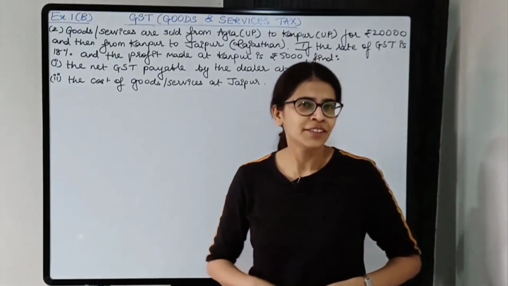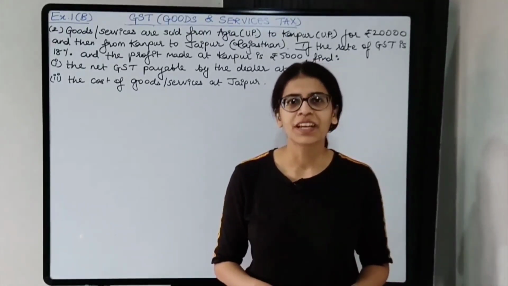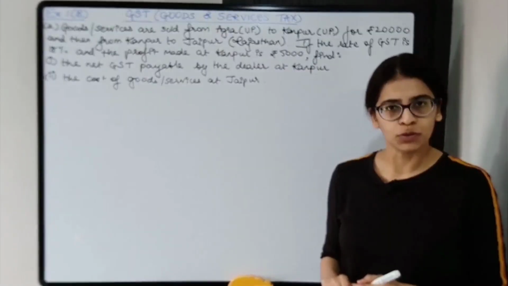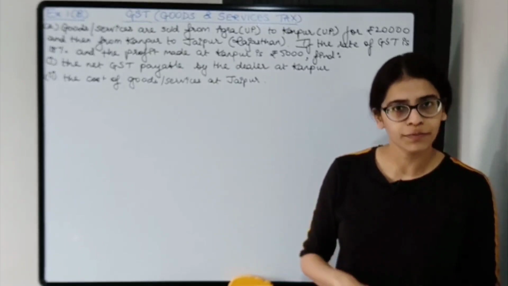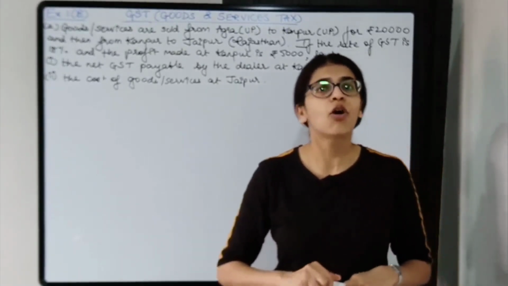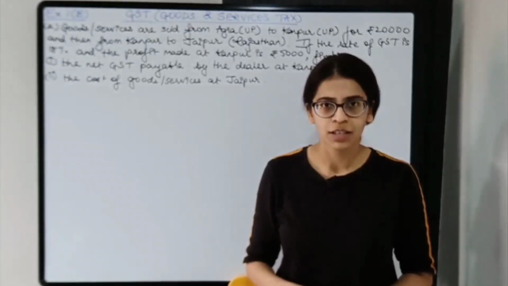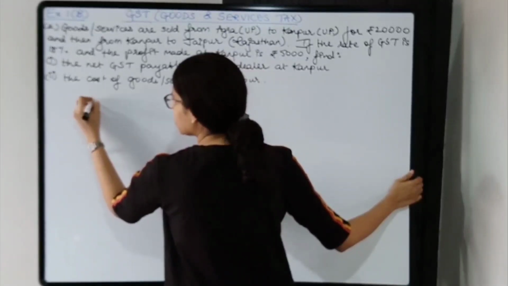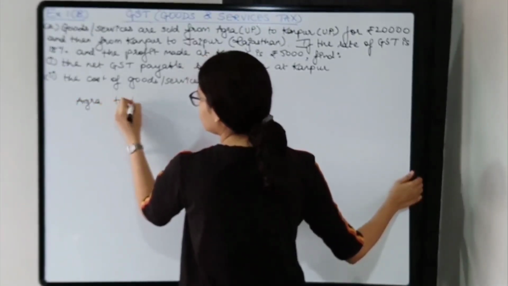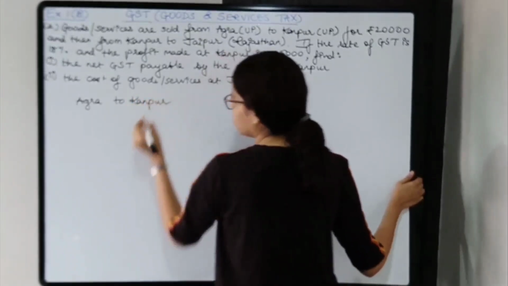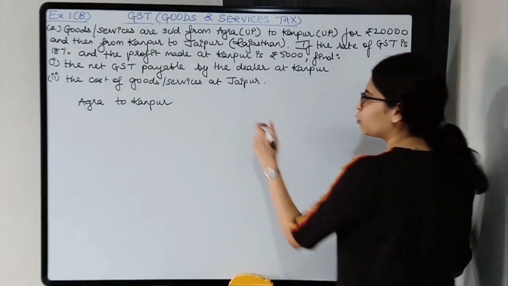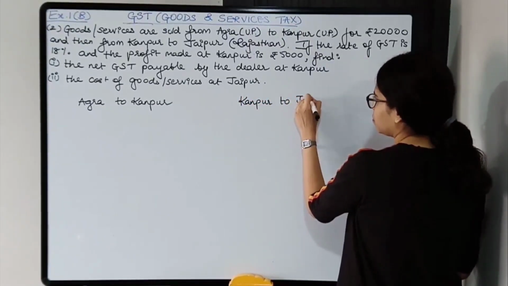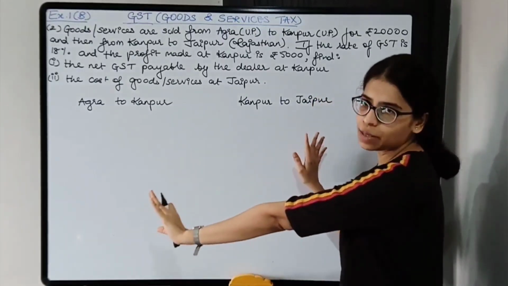Now the question seems a little tricky, but it's easy. There are two types of transactions taking place. First, from Agra to Kanpur, and the other is from Kanpur to Jaipur. So what we are going to do is check all the information given for both the transactions. We will write both separately. First, the transaction taking place from Agra to Kanpur, and then from Kanpur to Jaipur. So both will be kept separate.